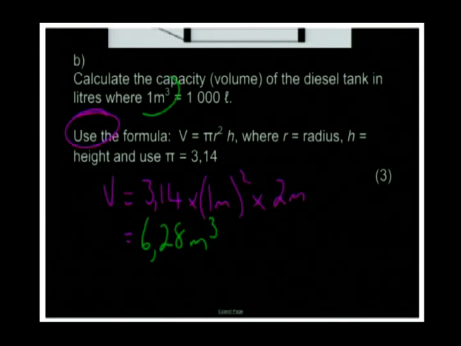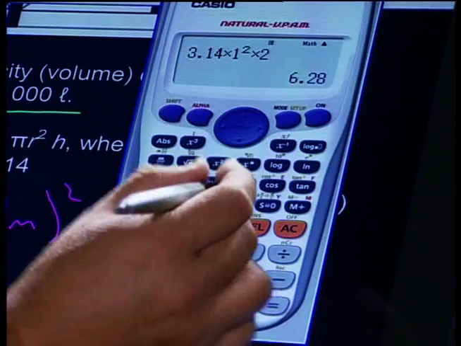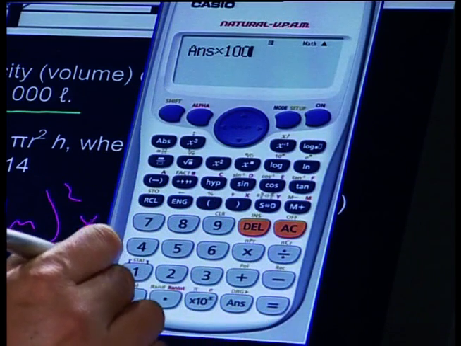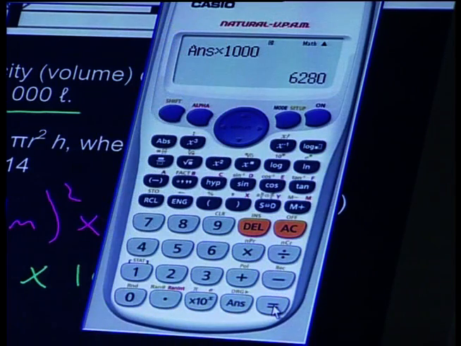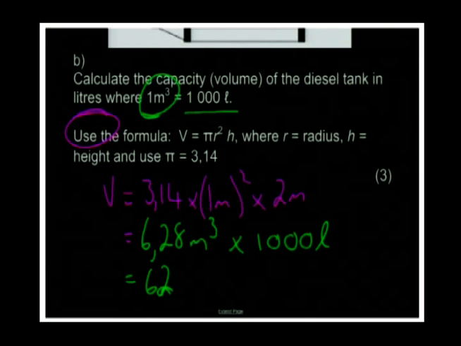We know for every 1 meters cubed, it's equal to 1,000. So all I'm going to do is multiply 6,28 meters cubed by 1,000, and you should be able to do that in your head, but let's do it here anyway. Times 1,000 equals 6,280. 6,280 what? 6,280 liters. Okay? So that's the capacity of my tank.